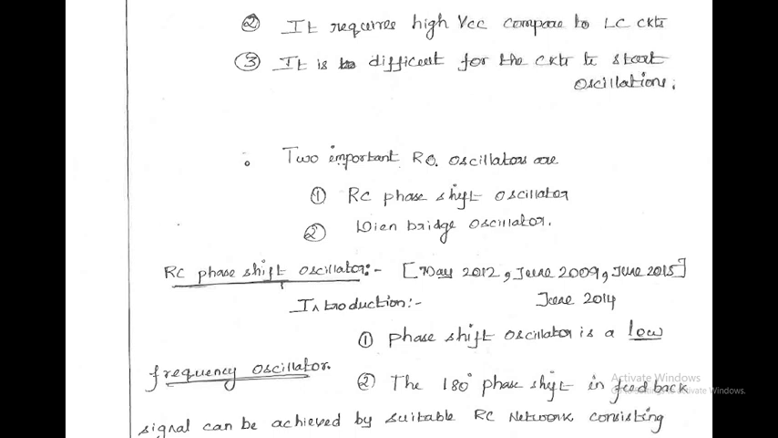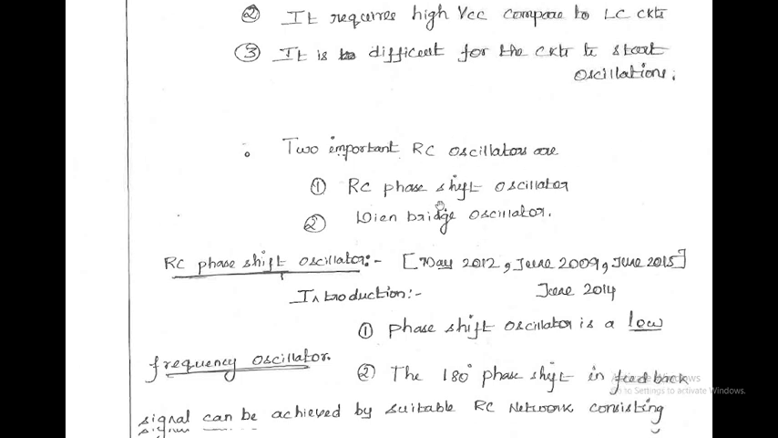Okay, so RC oscillators need a high power supply and it is very difficult to sustain the oscillations, but for LC oscillators a little bit of power supply is needed. That is the main difference between RC and LC oscillators.